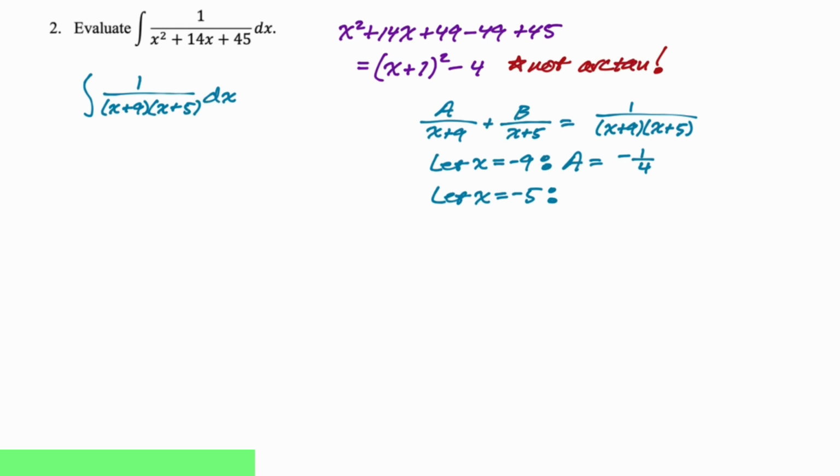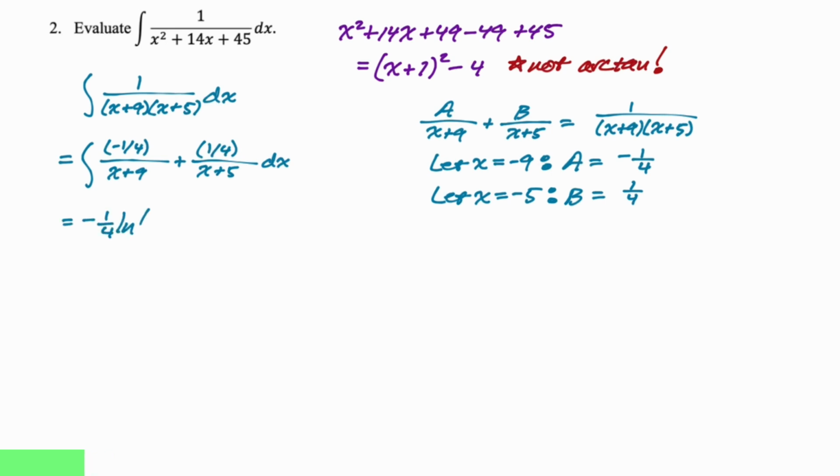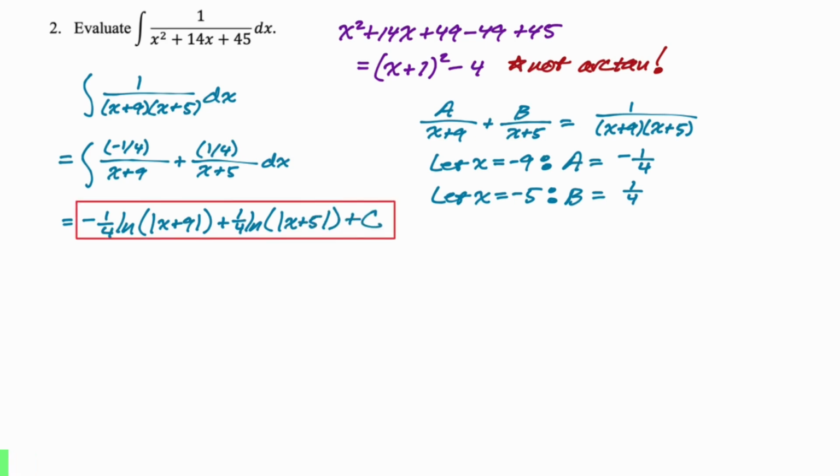Do the same thing for B. So we're going to say let x equal negative 5. That'll give us that B is, we're covering up the x plus 5, plug in negative 5, you get 1 over 4. B is 1/4. So our integral becomes the integral of negative 1/4 over x plus 9 plus 1/4 over x plus 5. And then those are both just natural logs. So negative 1/4 natural log absolute value of x plus 9 plus 1/4 natural log absolute value of x plus 5, and then plus C. Don't forget plus C.